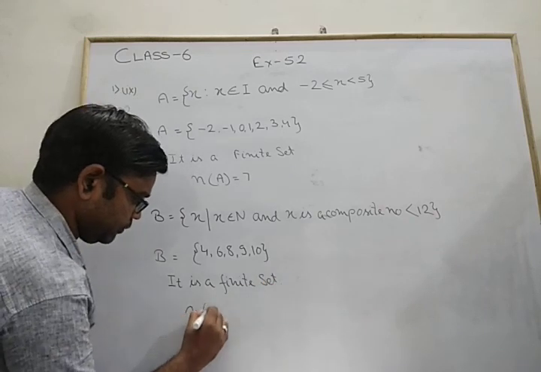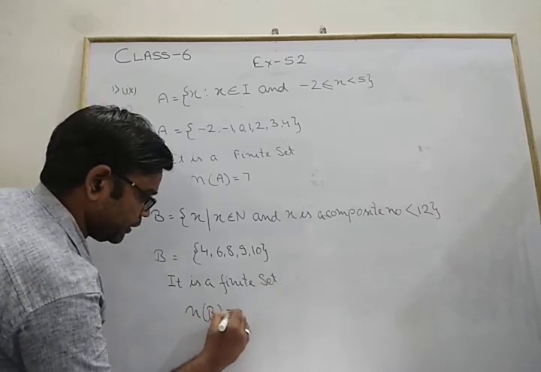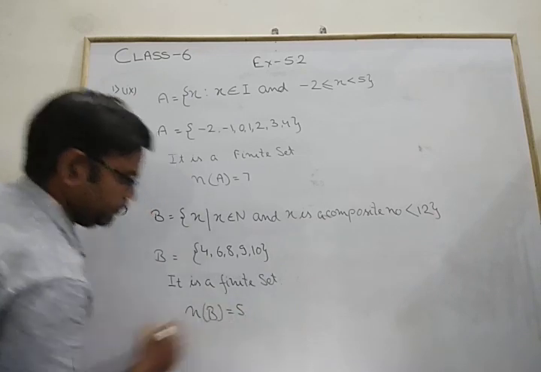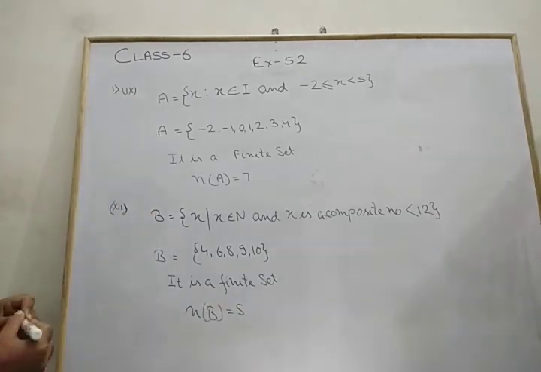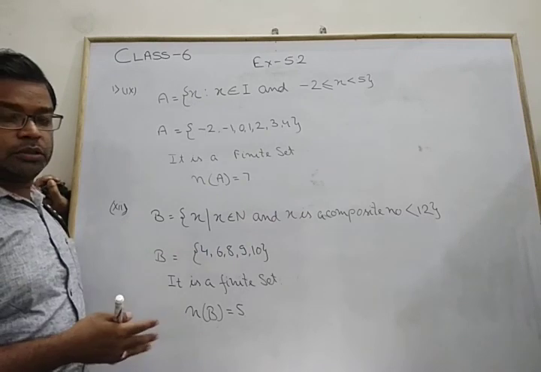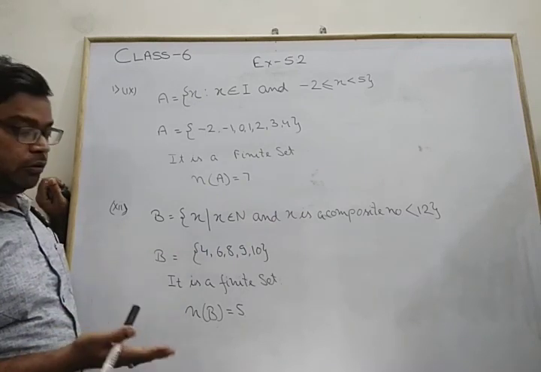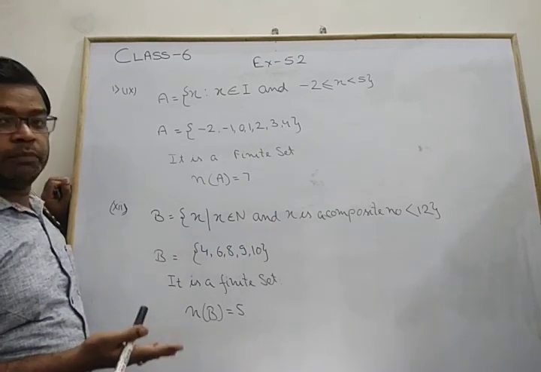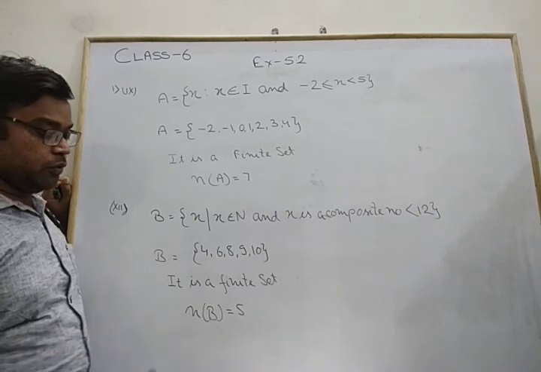where n equals, the cardinal number equals 5. These are your solutions, some solutions. Likewise, you will solve all the questions given in question number 1. Now move to question number 2 and 3.